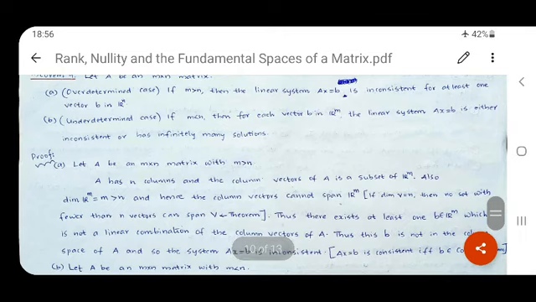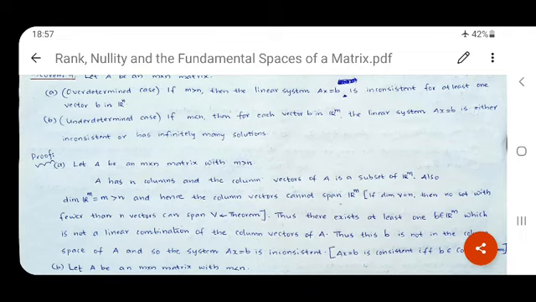So let us go through the proof. A part: suppose A is an m by n matrix with m greater than n. Then A has n columns, and the column vectors of A form a subset of Rm. Also, the dimension of Rm is m, which is greater than n, and hence the column vectors cannot span Rm, because there are only n column vectors and the dimension of Rm is greater than n.